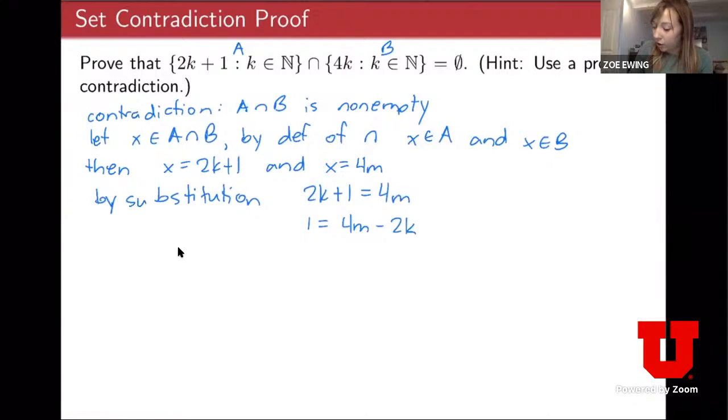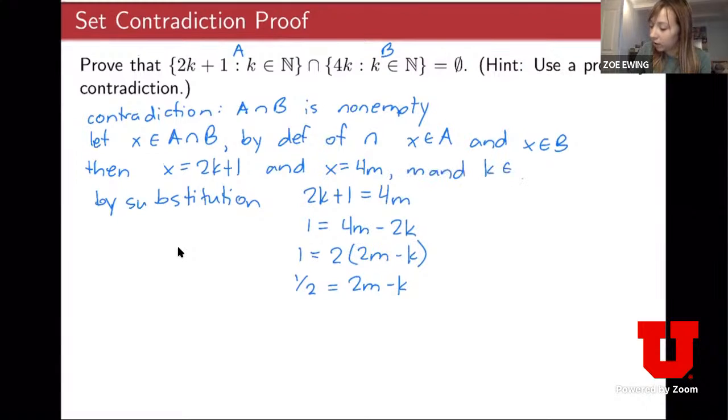And we can factor here, which gives us 2 times 2m minus k. And if we divide by 2 on both sides, we get 1/2 equals 2m minus k. Oh, and I also forgot to specify up here. M and k are in the set of natural numbers.